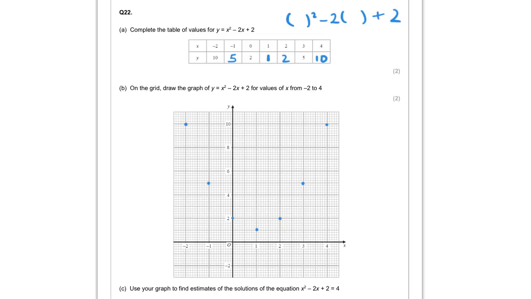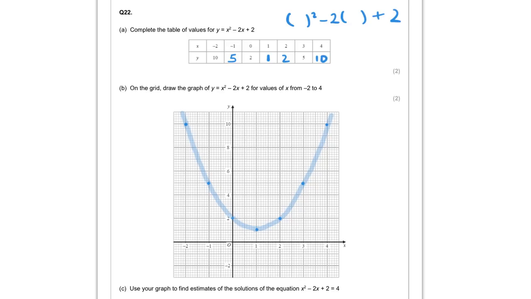Okay, and then now what you want to do is you want to connect the dots using a nice curve that goes through all the points. Obviously, using a pencil would be the best approach. Okay, there you go. Nice and simple.